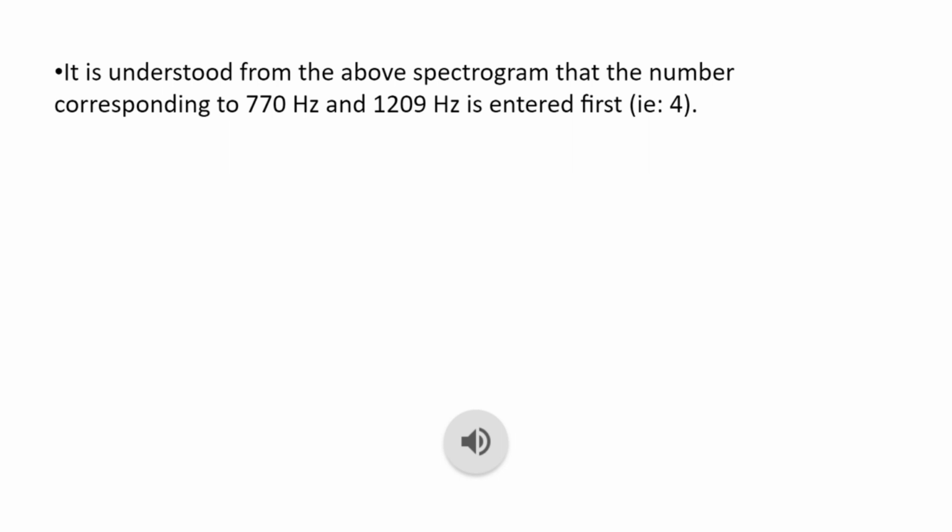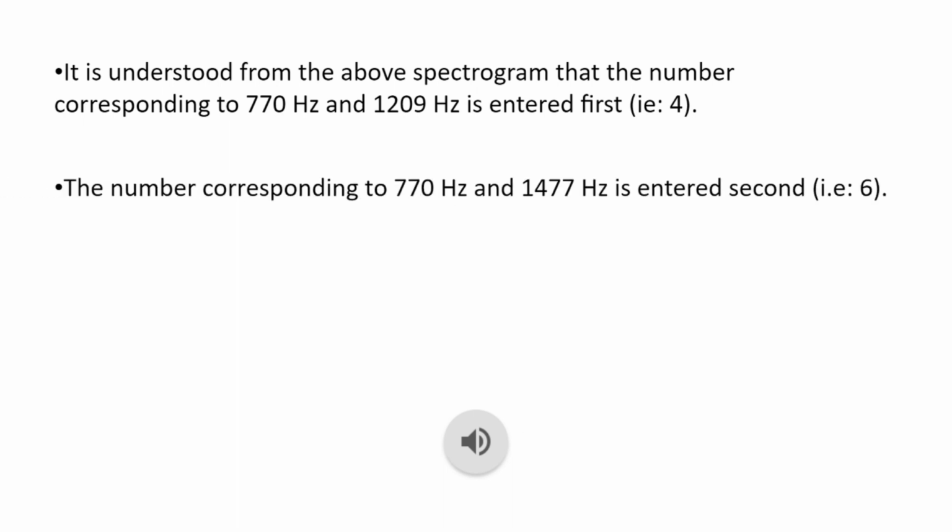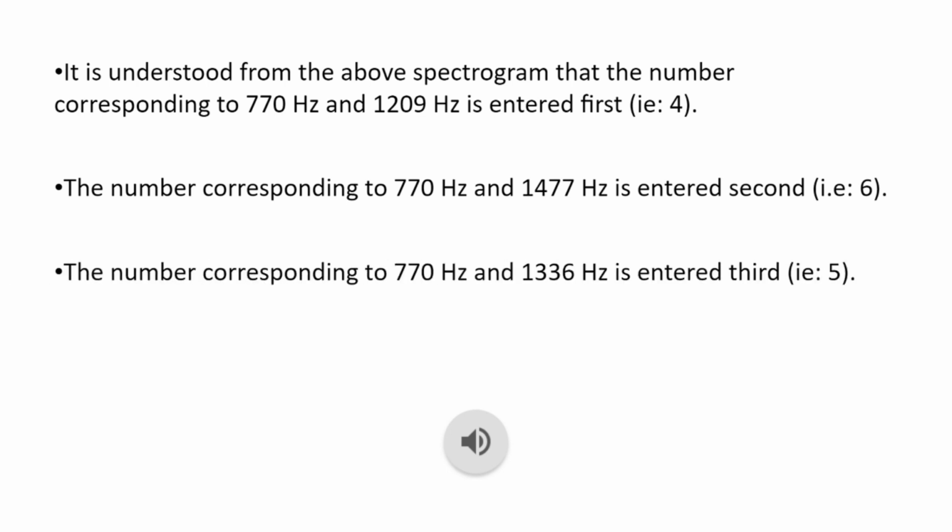From the above spectrogram, it is understood that the number corresponding to 770 Hz and 1209 Hz is entered first, that is 4. The number corresponding to 770 and 1477 Hz is entered second, that is 6. And the number corresponding to 770 Hz and 1336 Hz is entered last. Hence the sequence of numbers is 4, 6 and then 5.